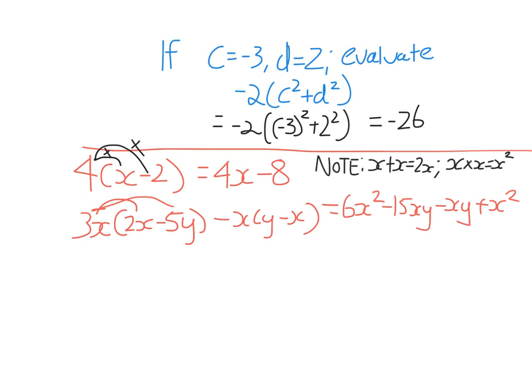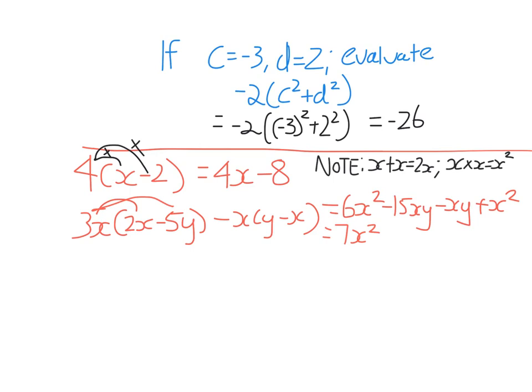Now we're going to simplify by collecting like terms. We can only add or subtract terms if they're like terms. So 6x squared and x squared, they are like terms. They both have an x squared as the pronumeral. So 6x squared plus x squared. If you have 6x squareds and you get another x squared, you now have 7x squareds. Similarly, minus 15xy and minus xy, they are like terms because both terms have one x and one y. They have the same sequence of pronumerals.